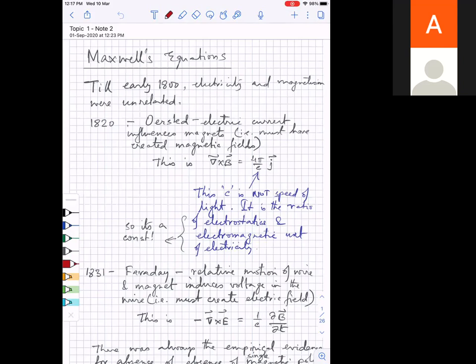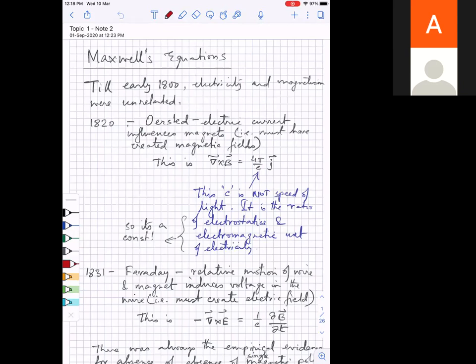So one of the first advancements was around the 1820s, when Oersted, so I've written it down so that I didn't have to write it on the board, it was too much writing, so I just wanted to share this. So Oersted basically showed that electric currents influence magnets, right? This is what he showed. And if it influences magnets, then obviously some magnetic field has to be created, the way we look at it now.